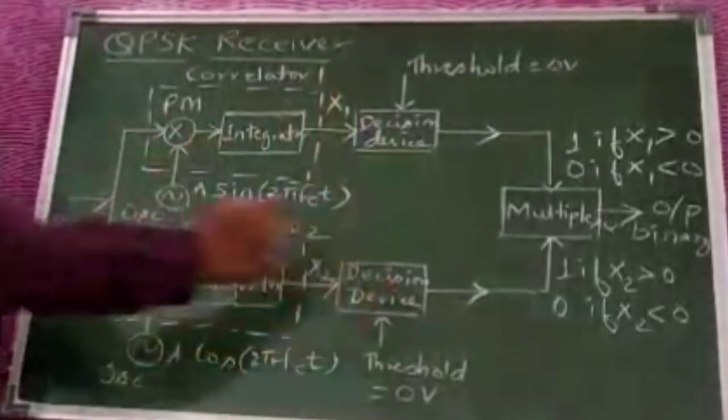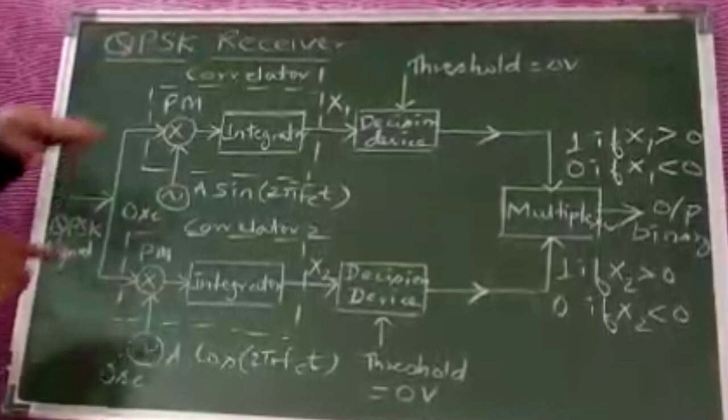If the voltage x1 is greater than 0, that should come out as logic 1. If voltage x1 is less than 0, it should come out as logic 0. Similarly here, if x2 is greater than 0, it should come out as logic 1, and if x2 is less than 0, it should come out as logic 0. Now both these are given to a multiplexer. That means one bit will come from here, one bit will come from here, and those bits will come out as an output over here.